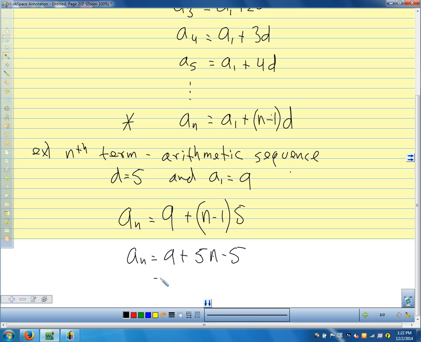And then I'm going to rewrite this. So I get 5n plus 4. So this would be my formula that I could use to find any term of this sequence. Plug in n equals 1072, and I would have the 1072nd term of this sequence. Nice, easy formula.